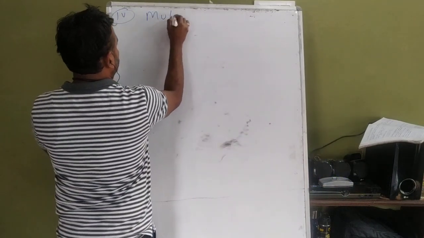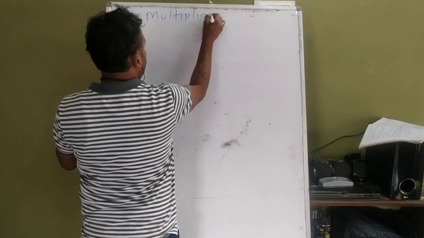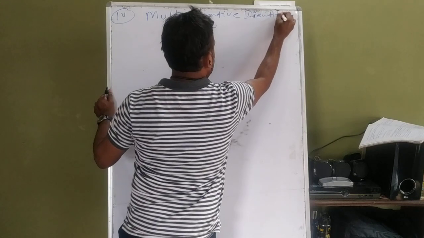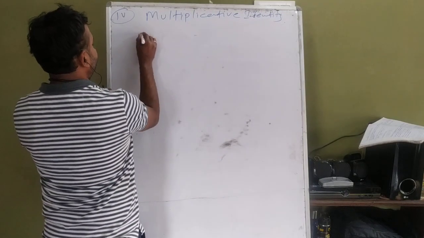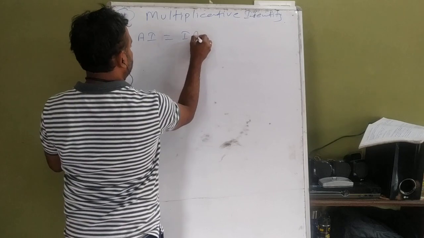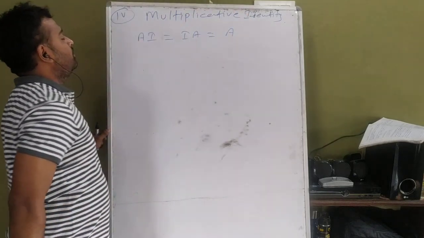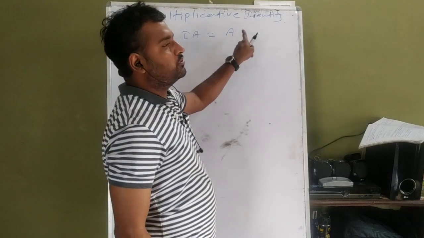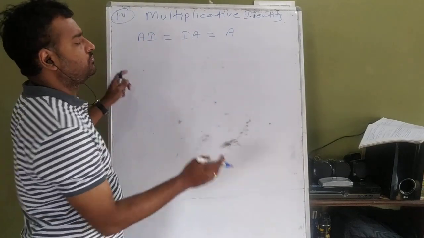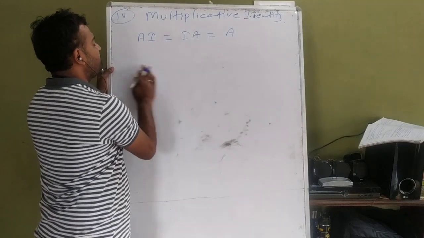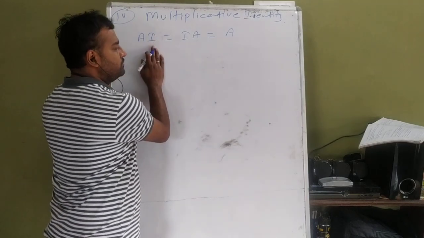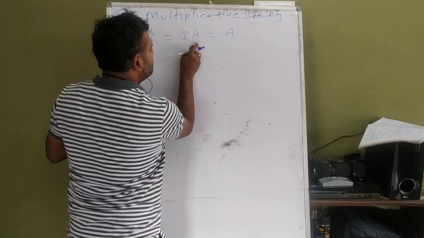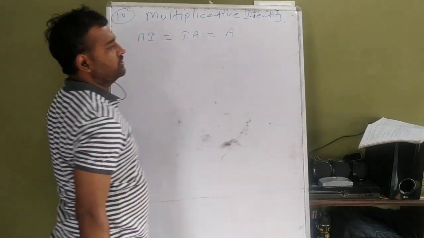Multiplicative identity. A into I is equal to I into A is equal to A. For any matrix, if we multiply it by an identity matrix, or multiply an identity matrix by any matrix, then we will get the same matrix.